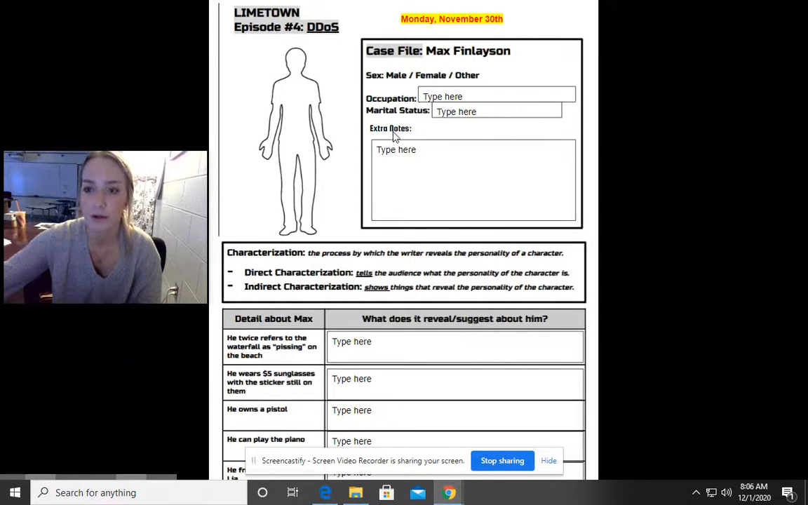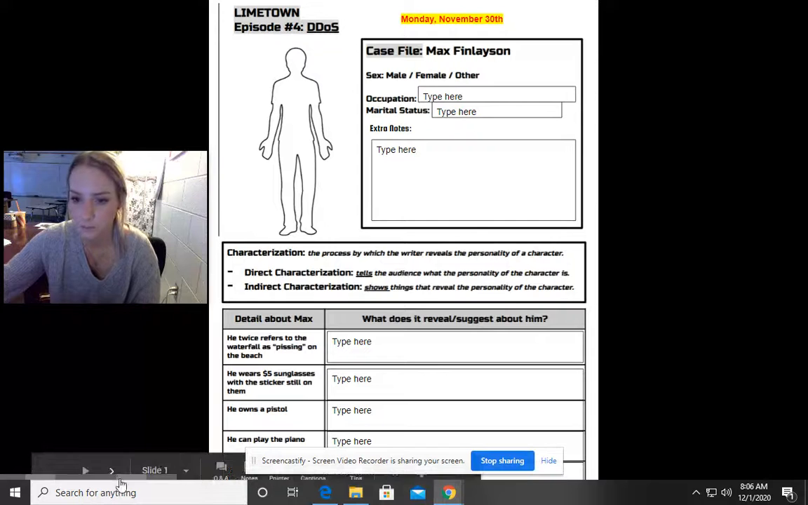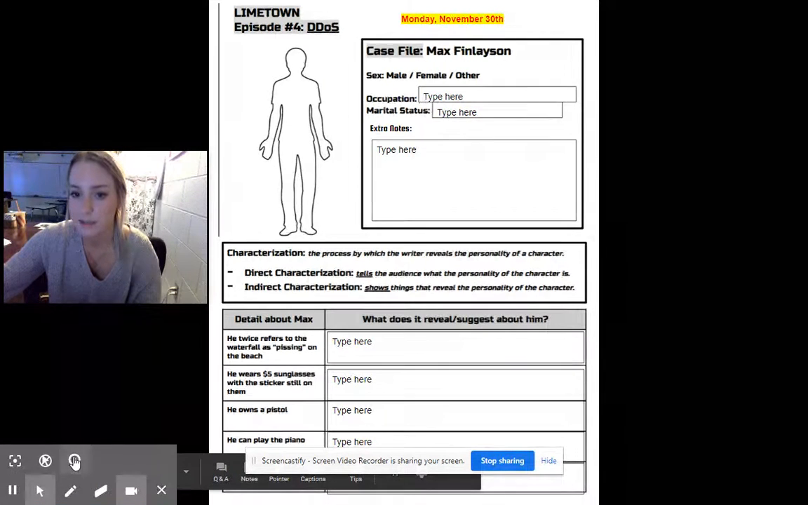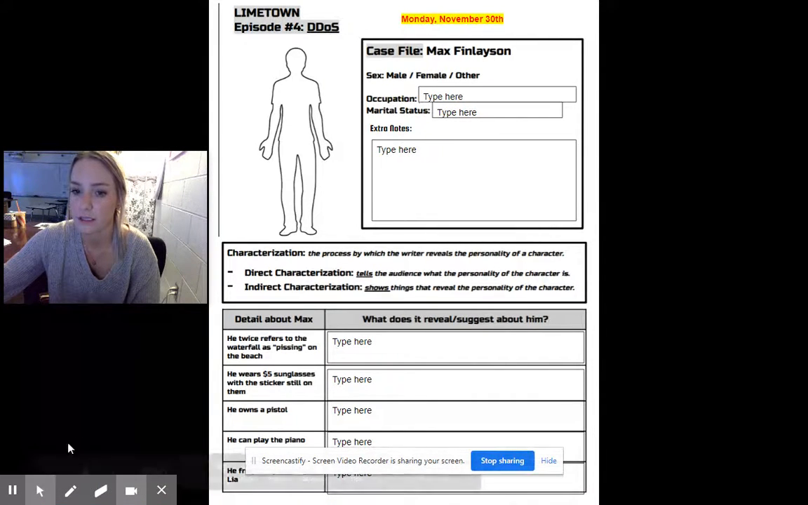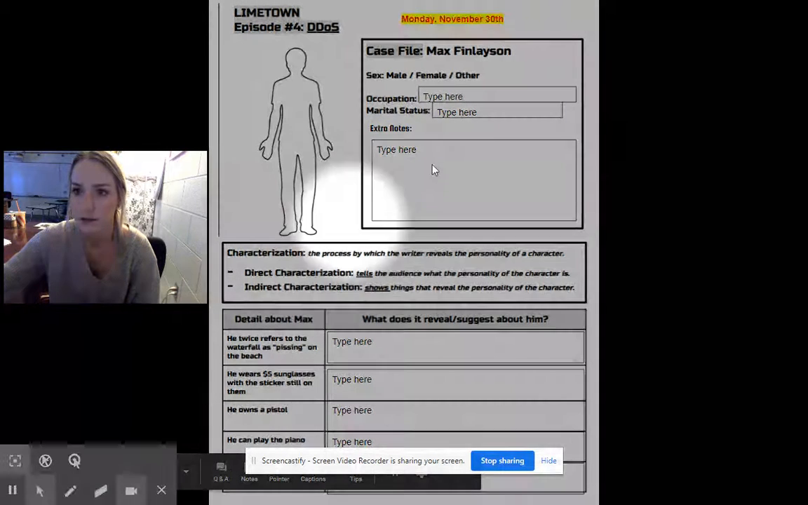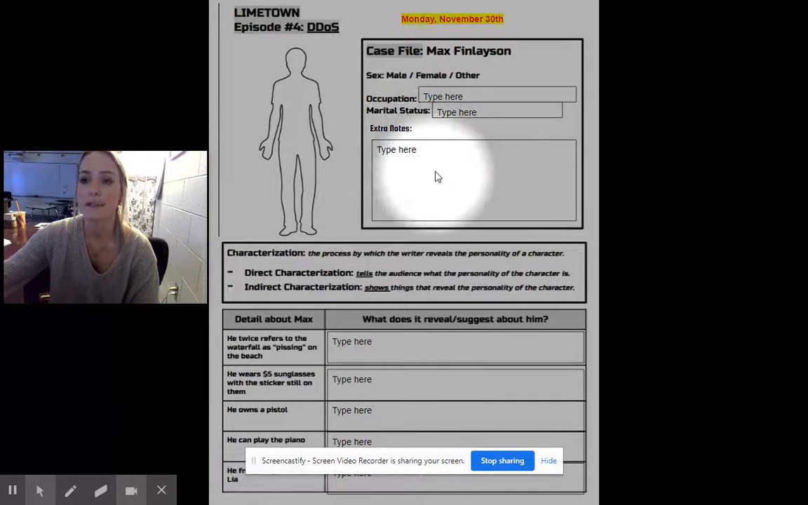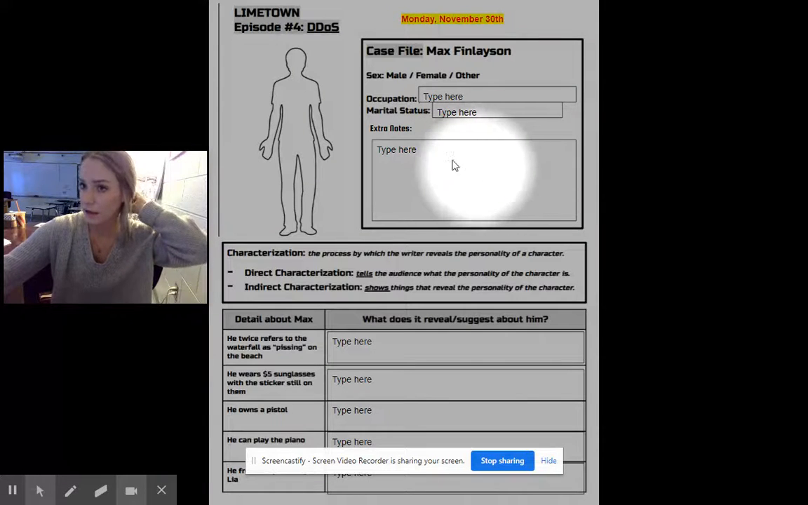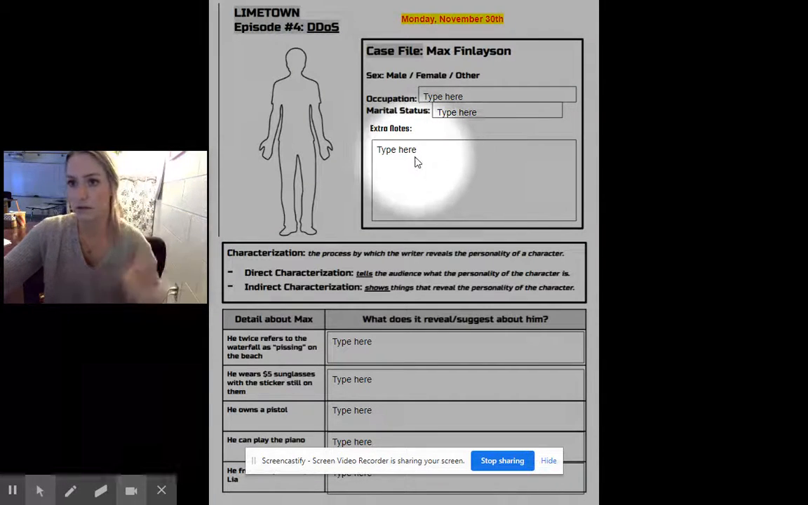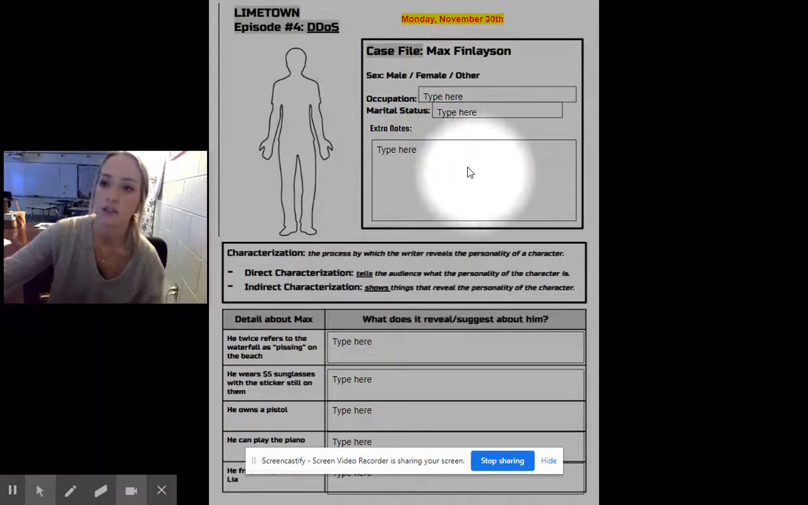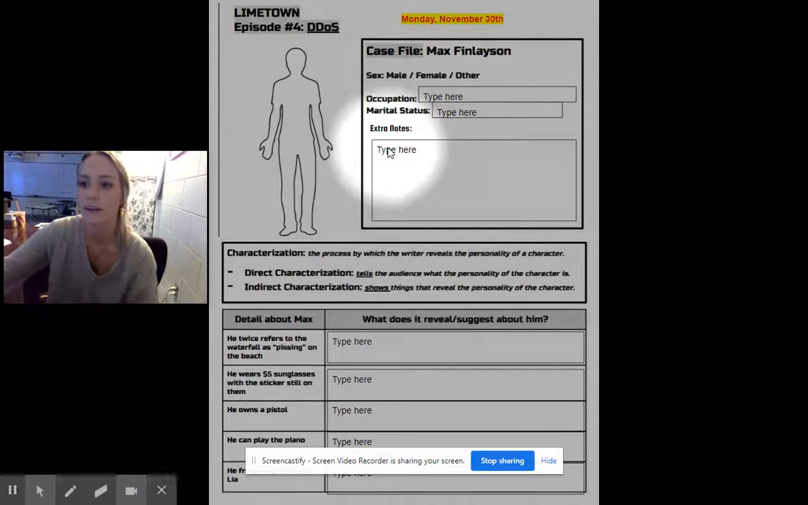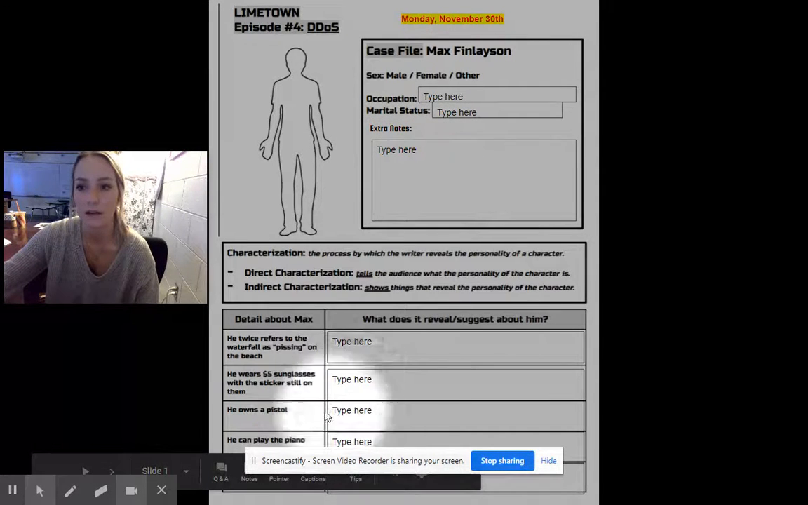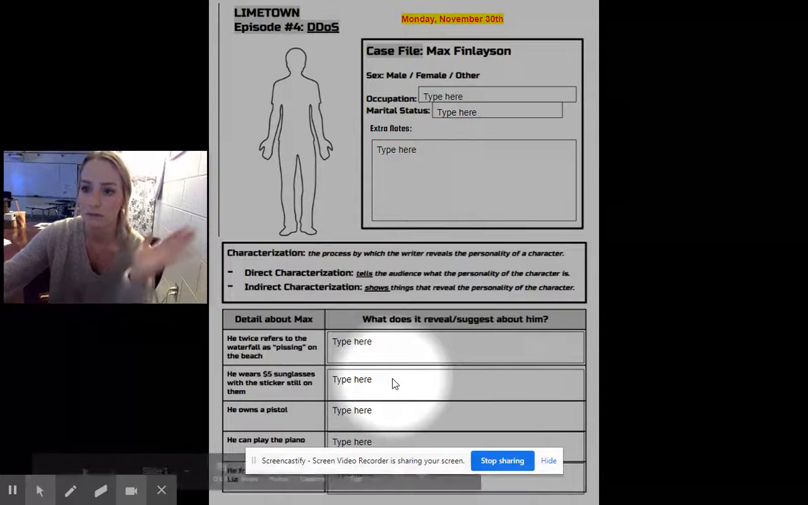And this part right here says extra notes. Let me get my pointer. There we go. This is just for you. You don't have to write anything here, but you could write something like, he was the lead researcher. He seems nervous. He's kind of just whatever about things. Just things that you note about him if there's not any space in the assignment to write it.